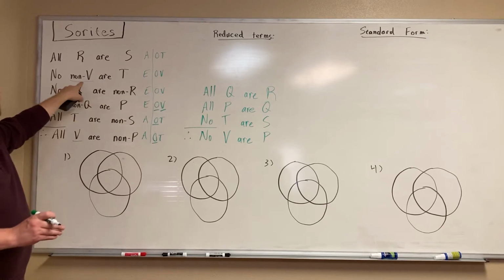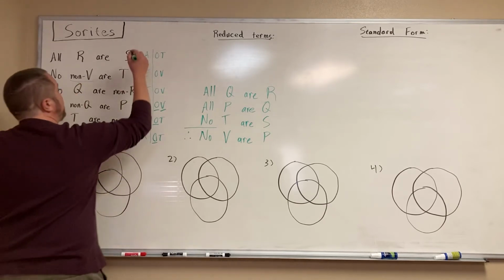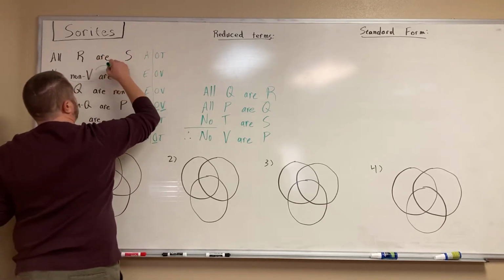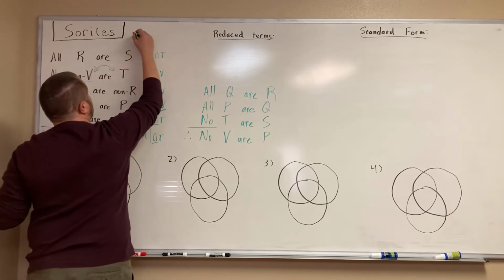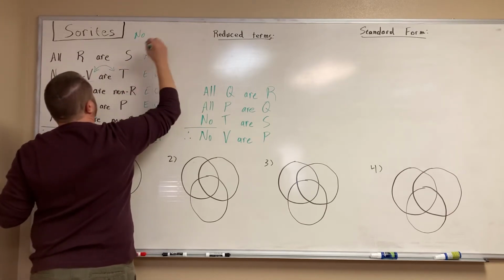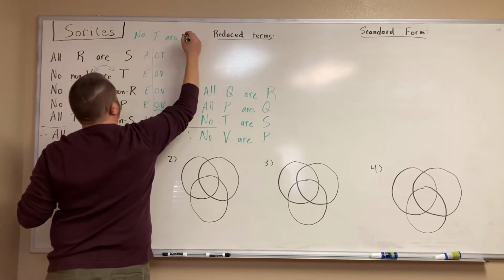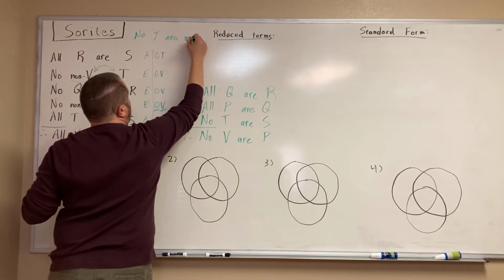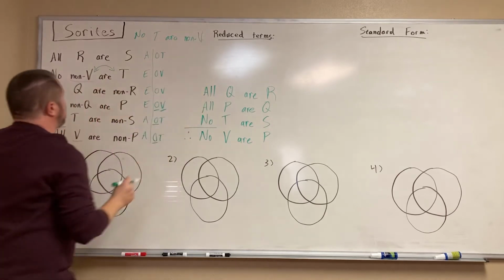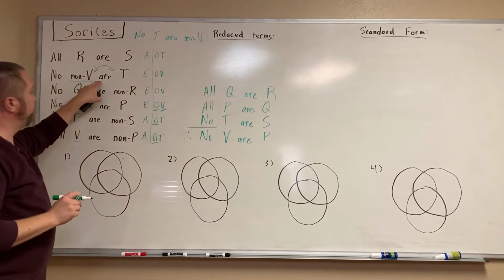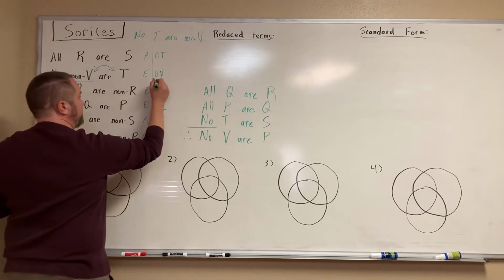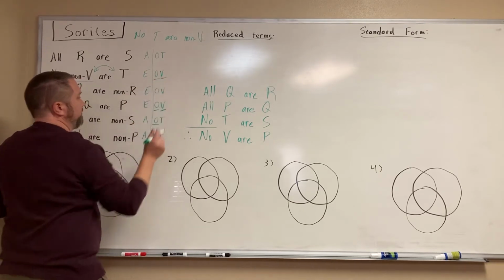So we'll notice that we can convert these. We can just switch the terms, which turns it into no T, R, non-V. And then from that we can also do obversion. So this one we're going to do both.